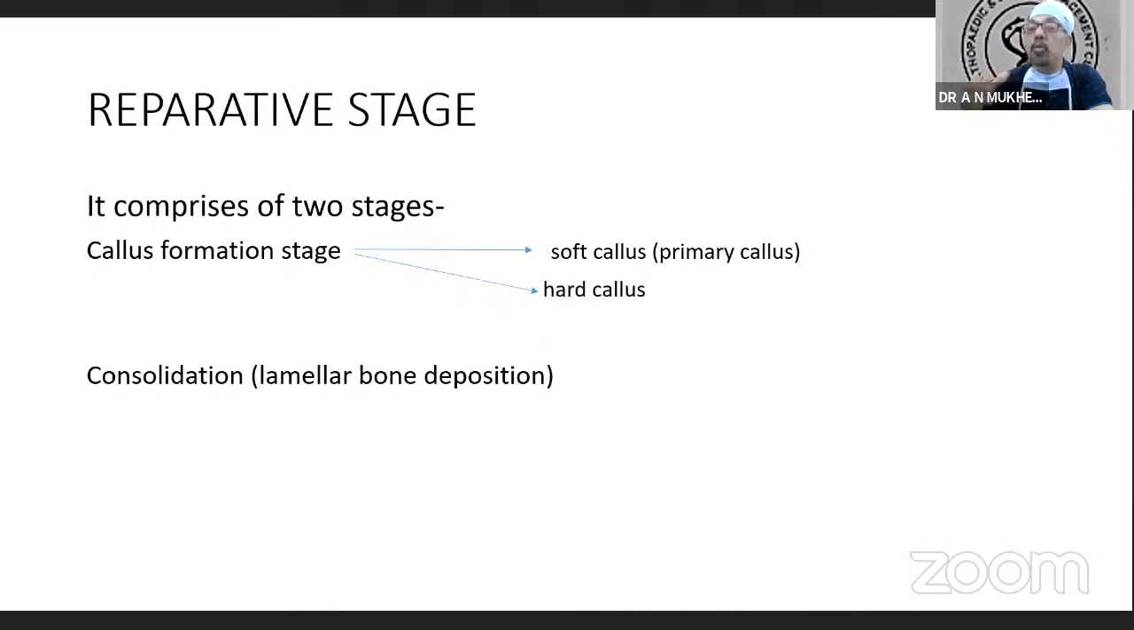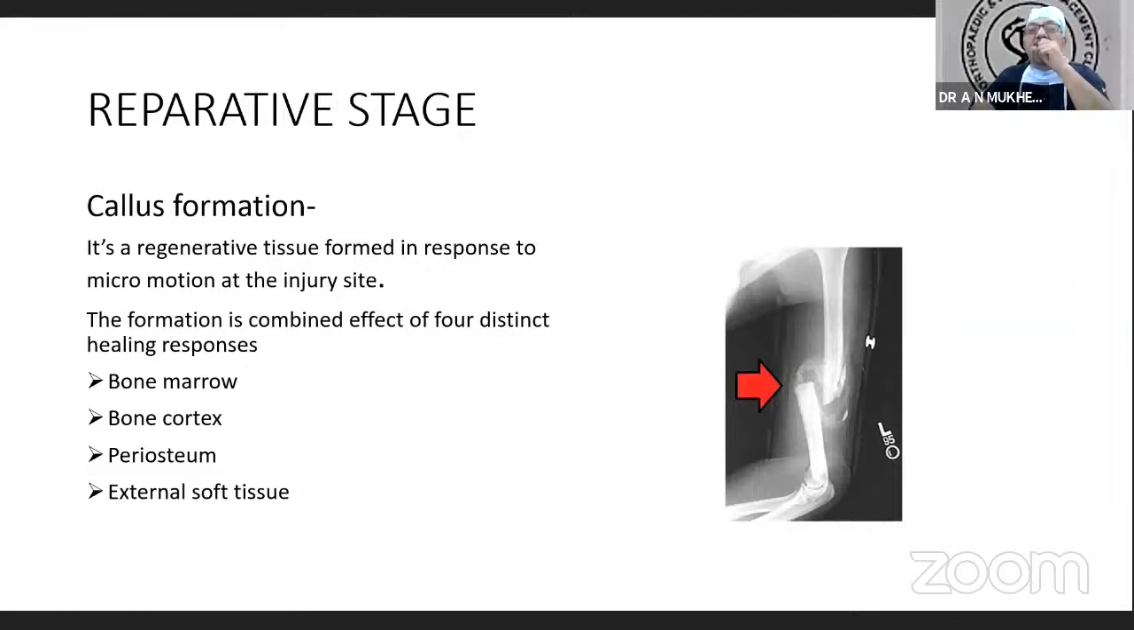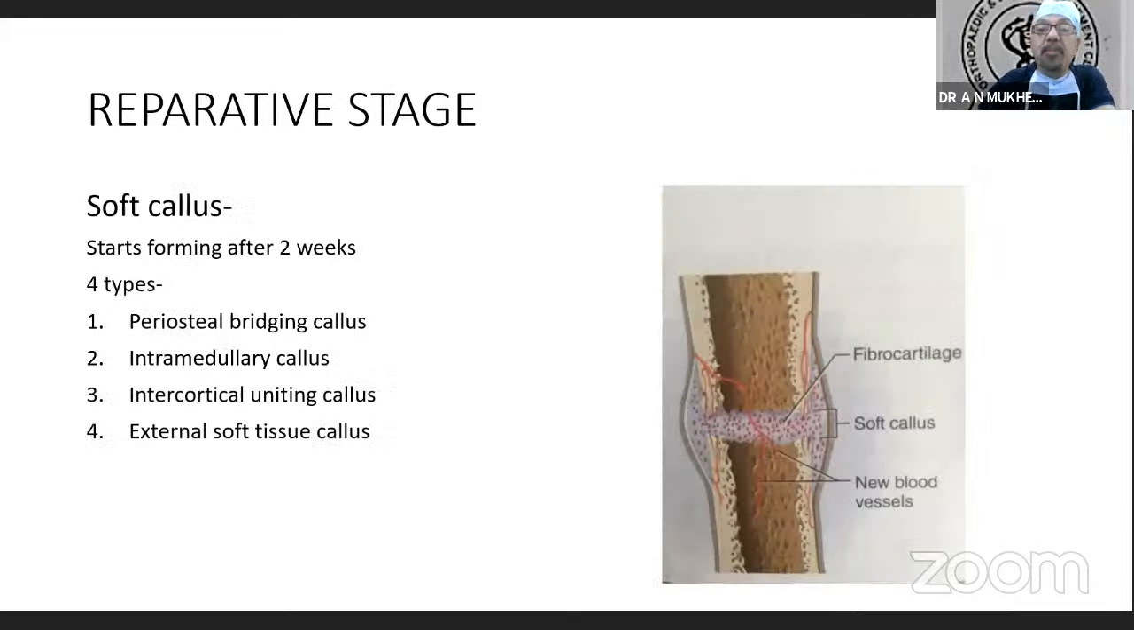It is composed of 2 stages, as I said, callus formation: one is soft callus, another is hard callus. And then comes consolidation. The callus formation, as I told, is regenerative tissue formation that responds to the micromotion at the fracture site. The formation combines distinct healing responses. They come from the bone marrow, from the bone cortex, from the periosteum, and from the external soft tissue, which also plays an important role.